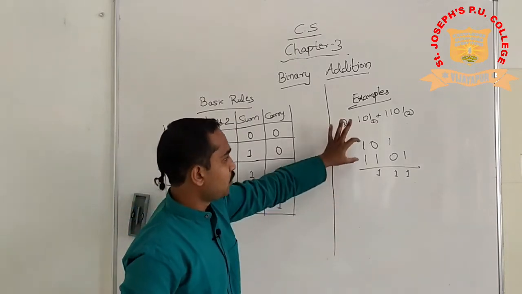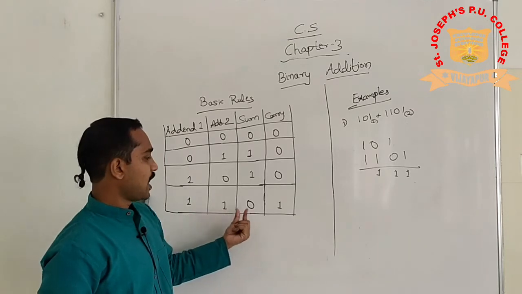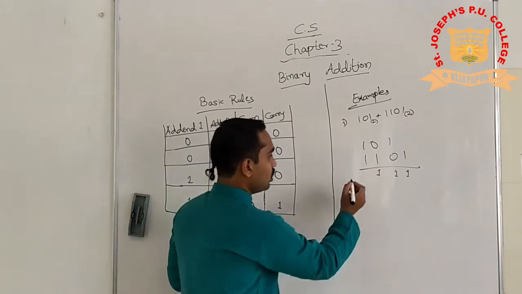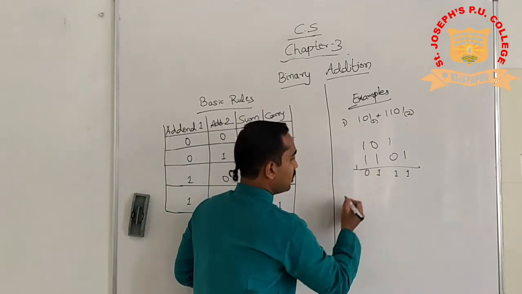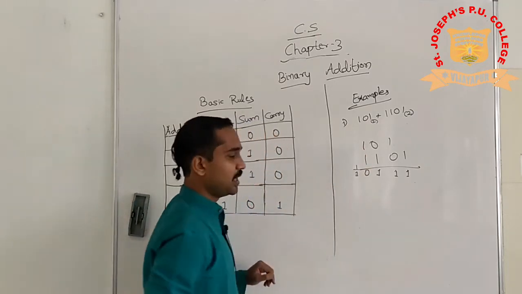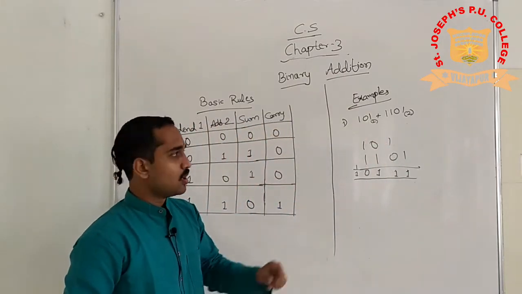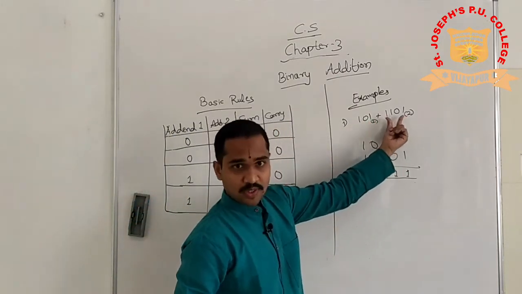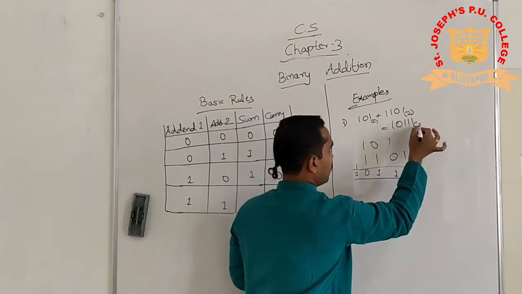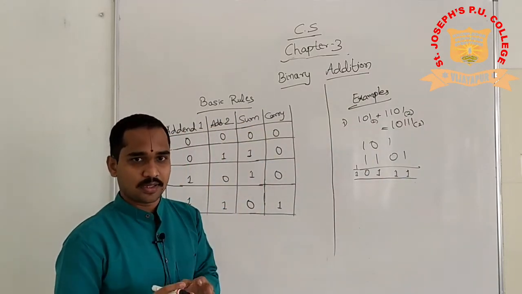Am I right? But what? 1 plus 1. What happens now? 1 plus 1 has sum as 0 and carry as 1. So a carry will be generated with sum as 0 and nothing is there, so this 1 will be written and the answer is 10111. So the answer of 101 plus 1101 will be equal to 10111 in binary. This is how you add two binary digits.